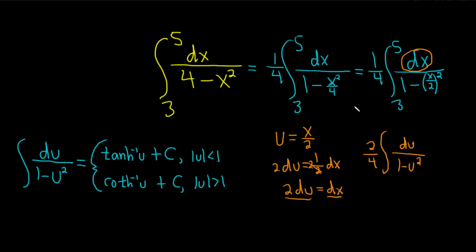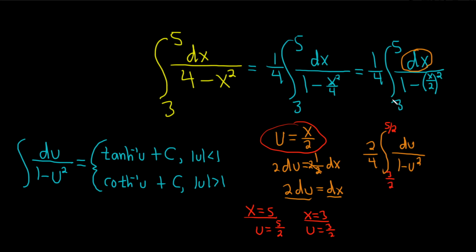So what about the limits? Well, we made a u substitution, so we're supposed to change the limits of integration. So let's do the upper limit first. So when x is 5, you take the 5 and you plug it into this formula here for u. So u is equal to 5 over 2. So your upper limit becomes 5/2. And then when x is 3, you take the 3 and plug it into the formula. So u is equal to 3 over 2. So your lower limit is 3 over 2.